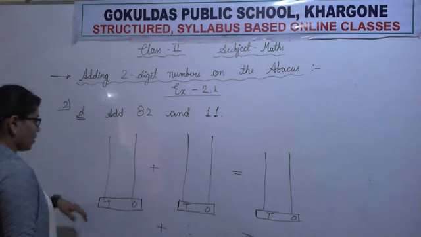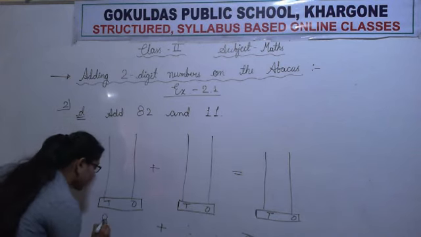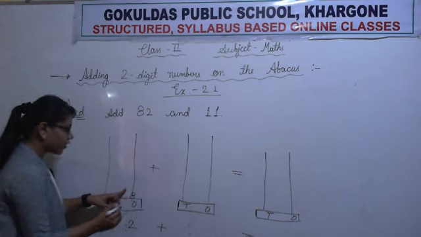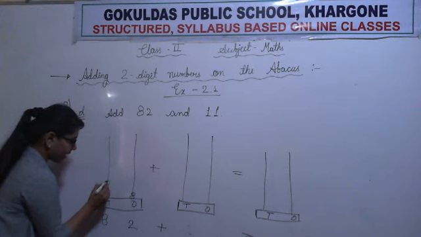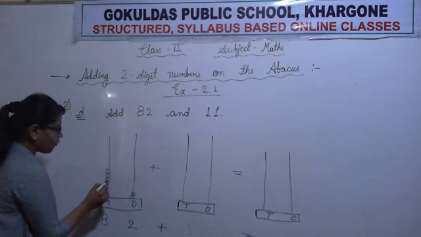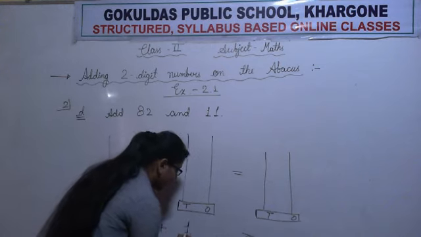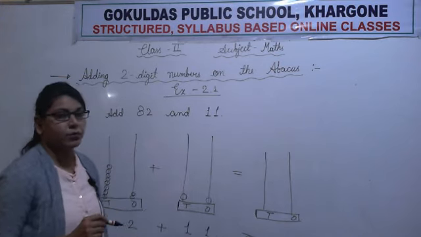Now we will represent the numbers. So 82. How many beads will we draw here? Very good, 2. And here 8. We are drawing beads by just seeing the number. 1, 2, 3, 4, 5, 6, 7 and 8. Now the next number is 11. Very simple. We just need to draw 1 bead in both the spikes.